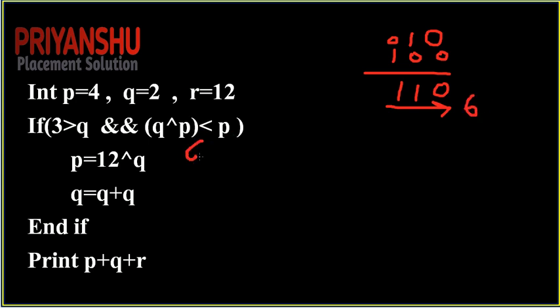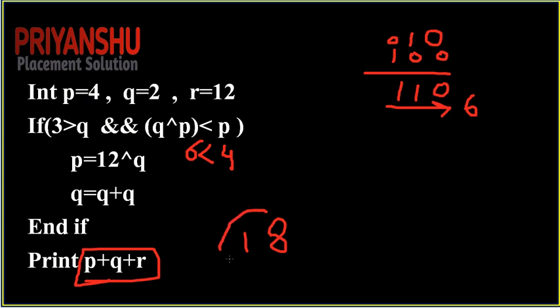So 6 is greater than, let's check, the value of P is 4. Condition is true. No friends, the condition is false. So it is directly written P plus Q plus R, that is 18. Why 18? Because 12 plus 2 is 14, and 14 plus 4 is 18. I hope you got this question, friends.